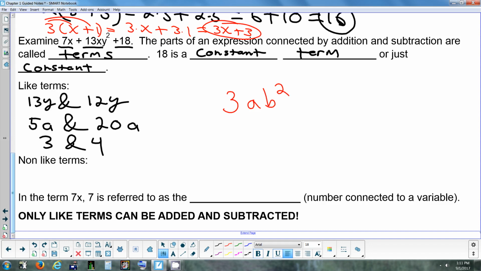What if I gave you that 3ab to the second? What would be a like term that would match up to that? Ginny, what do you think? If I gave you this 3ab squared, what would be another like term for that?